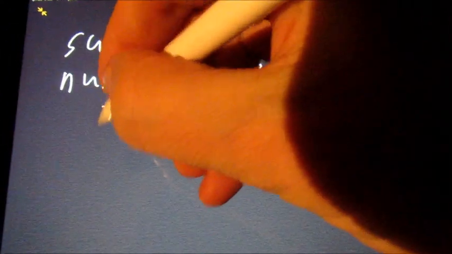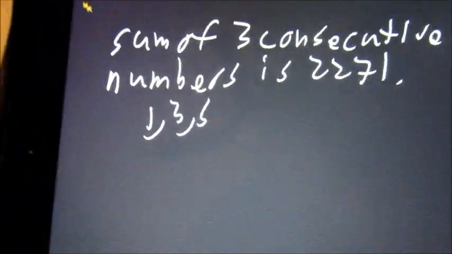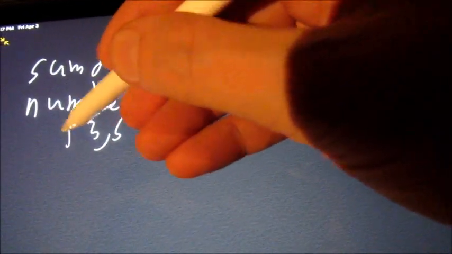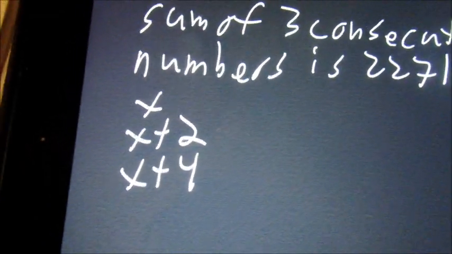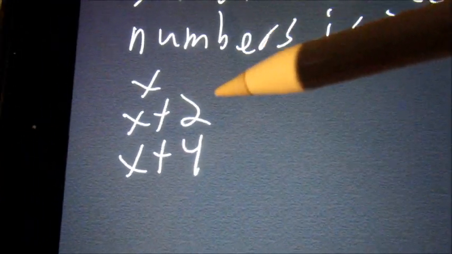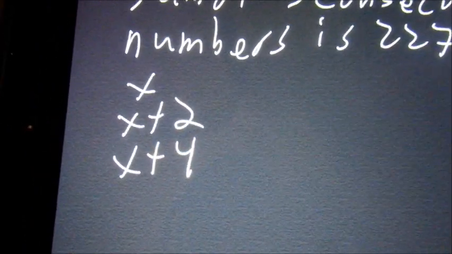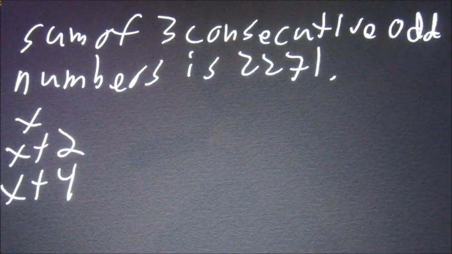If you do either odd or even, you're going to do it the same way here. Notice that the numbers are 1, 3, 5. There's a difference of 2 in between all of these. So our first number is just going to be x. Our next one is going to be x plus 2. And the next one is going to be x plus 4. So like here, we're just going to have a 2, a 4. If there were 4 of them, the next one would be 6. And we're going to add these together to get 2271.